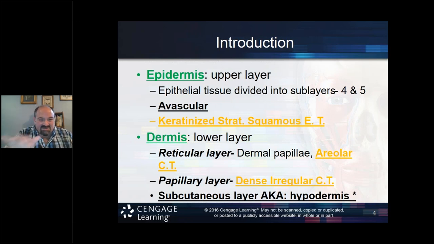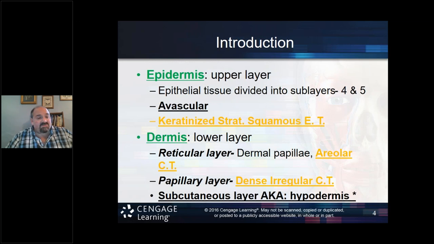And then you'll see cells interspersed. So that's the type of tissue that's present in the dermal papillae, and it's very vascular. There's a lot of blood vessels there. So the reticular layer of the dermis is vascular, has a lot of vascularity, so that we can then what? Bring nourishment to the epithelial tissue of the epidermis. Does that make sense to you all?